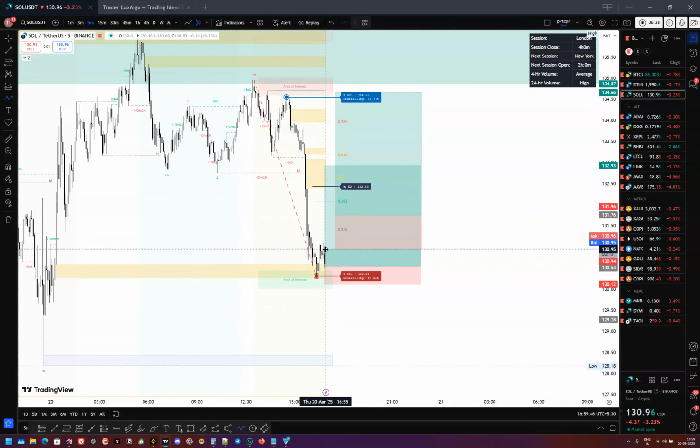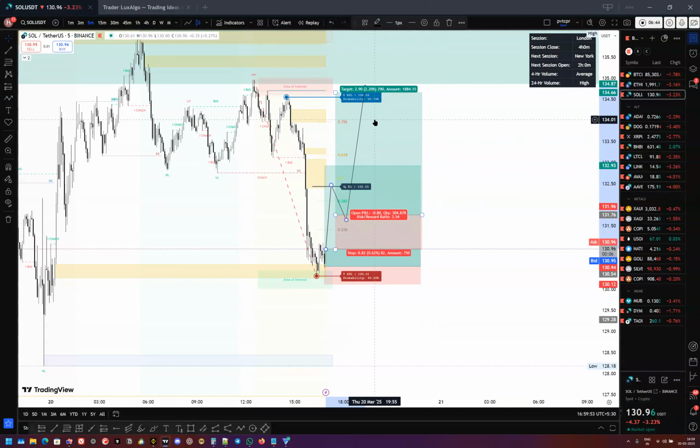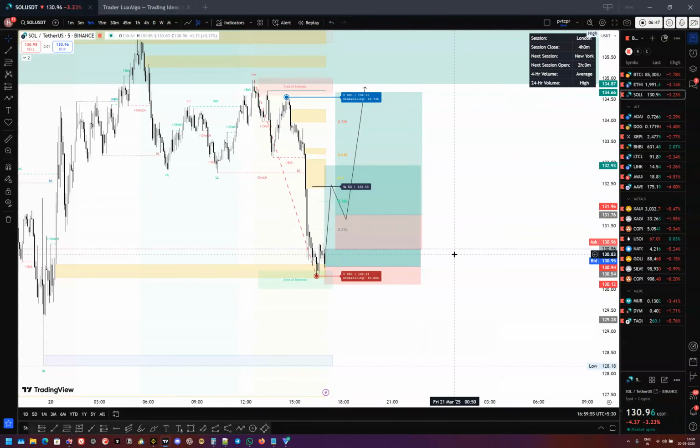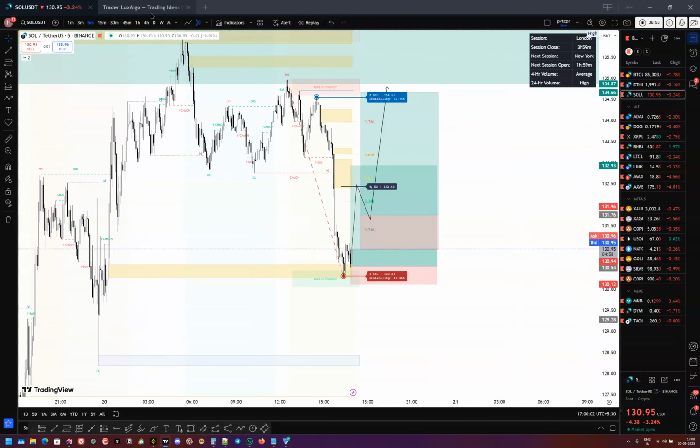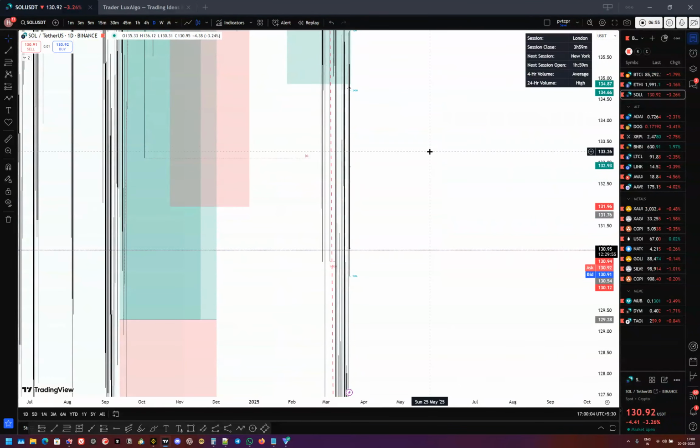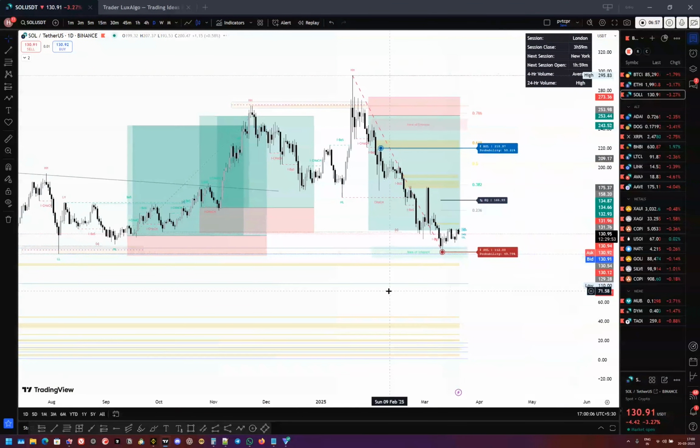So if it is going to move past this here, if it is able to sustain and it is going to move up, we are going to take this buy side liquidity. So these are the two potential trades that we can take on Solana. So this is how we trade on an intraday basis, and this is how we traded on a swing basis on a daily candle. Yeah, thank you.